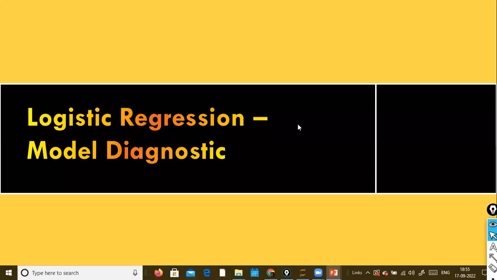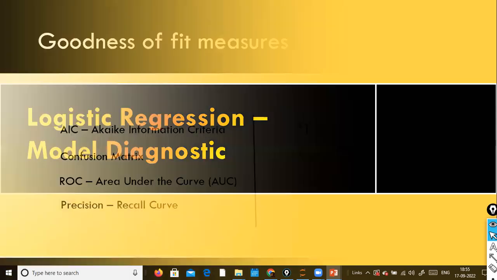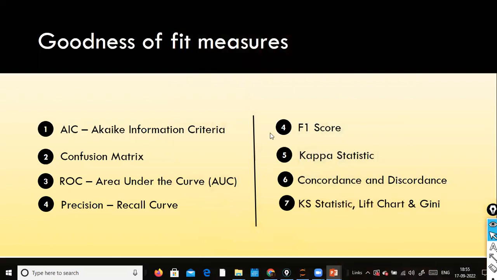Quick recap. In the last session, we discussed the model diagnostics for logistic regression. How do we find out the model performance? For that, we discussed a couple of metrics like AIC, Akaike information criteria, and confusion matrix. For AIC, you don't have to do anything. When you use the model summary, you can get this. So the lesser the AIC, the better the fit.